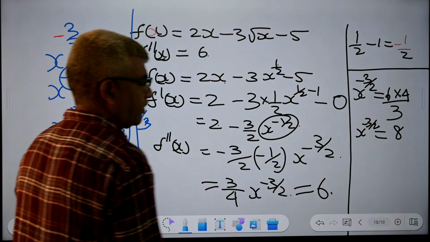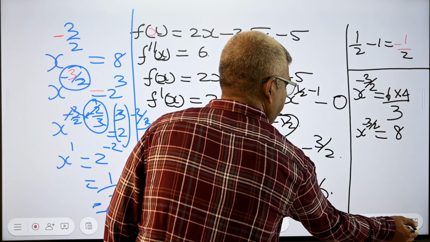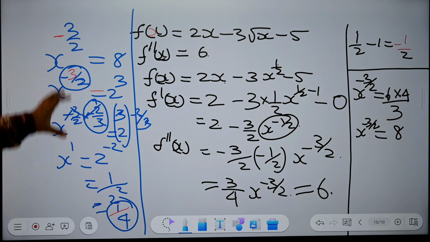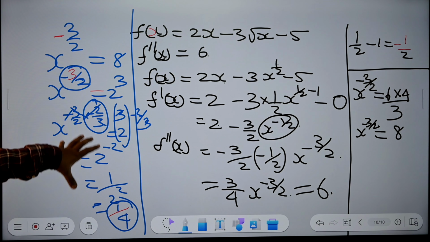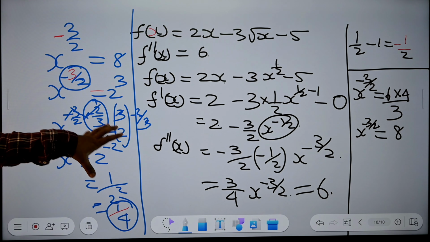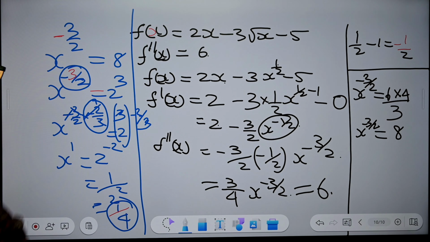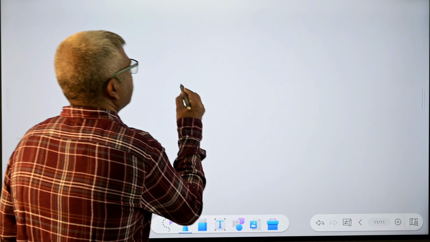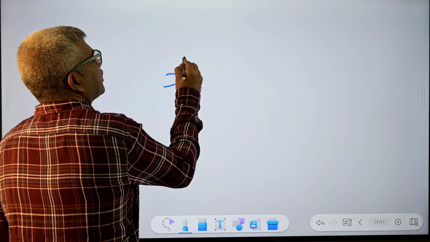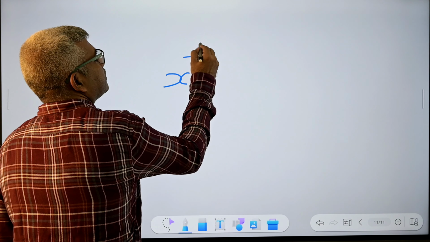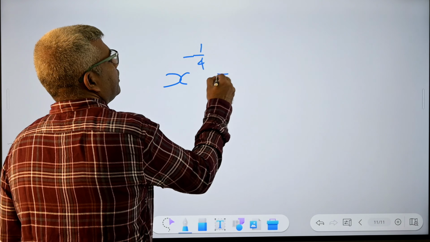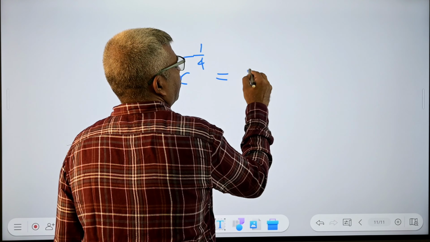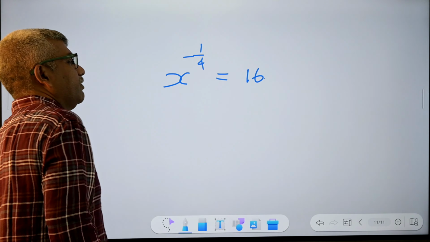Copy down until this portion. People are many times getting confused. I will give some examples of how to do it. Okay. Copy. Suppose it is indices. x power minus 1 by 4 is equal to something. Suppose it is equal to 16. What will you do?